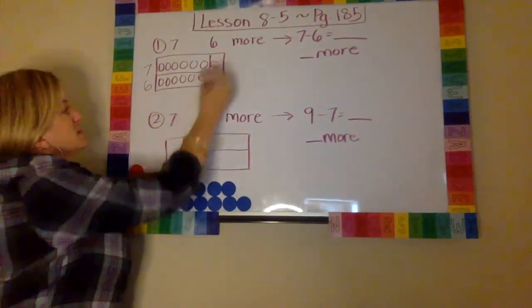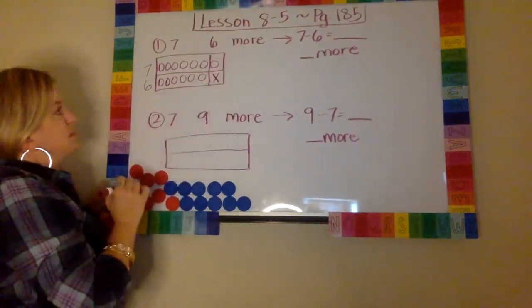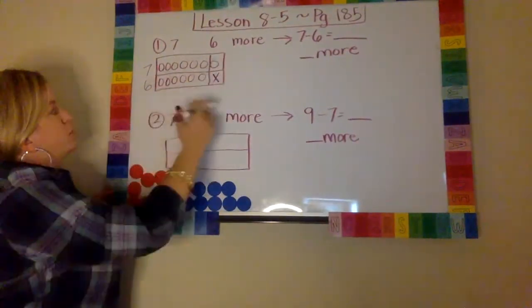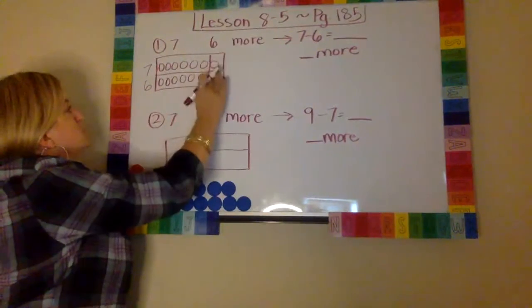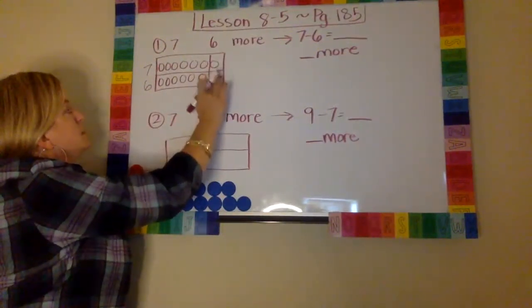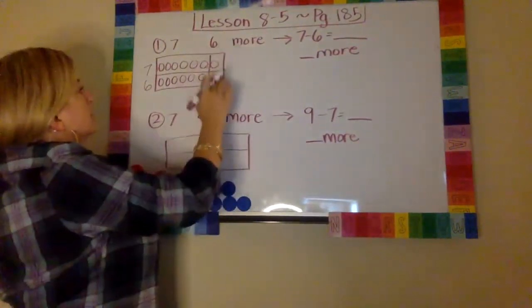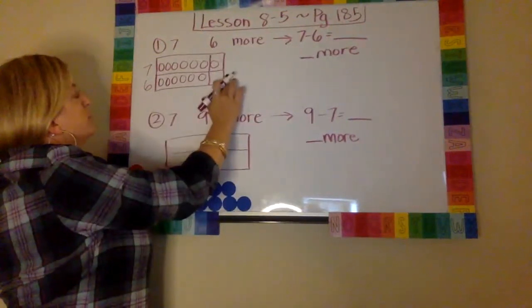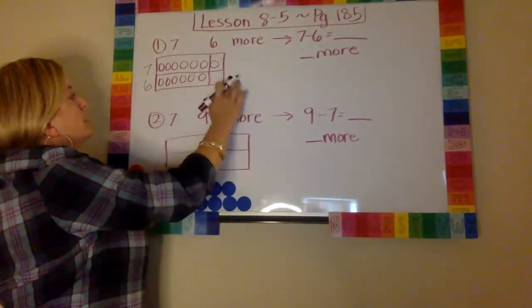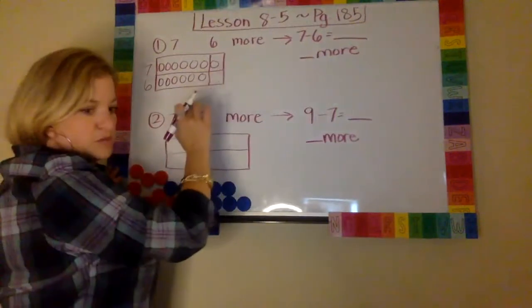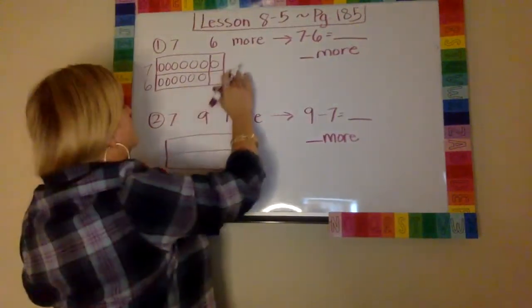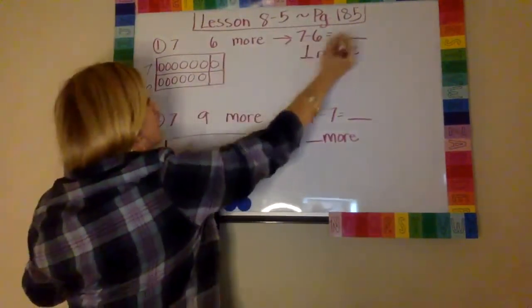So 6, there's 1 missing there. I'm comparing which one has more. This one has 1 more. I can see that 1 is missing. So, or she has 1 fewer. Pat has 1 fewer. Clara, or Cara, whatever her name is, Clara has 1 more.